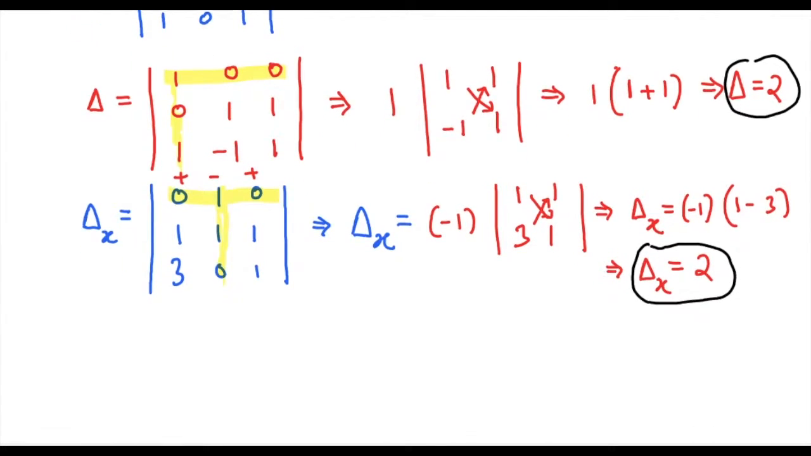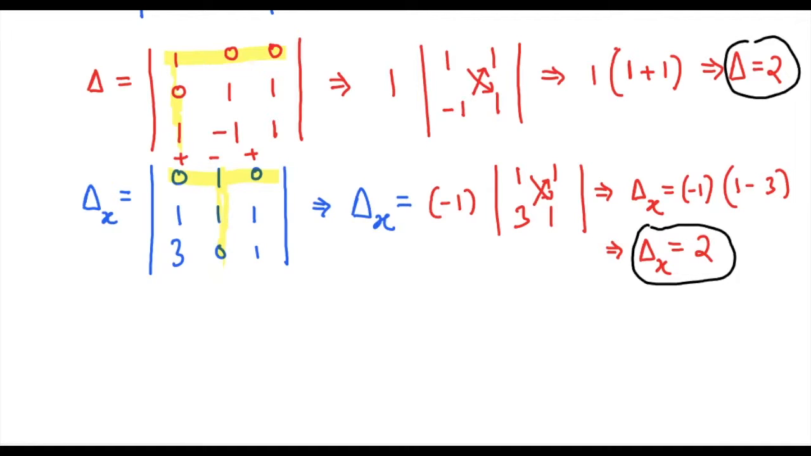Now we can find the value of x. The value of x will be del x upon del. The value of del x is 2 and del is 2, so the first answer is 1. The value of x is 1.